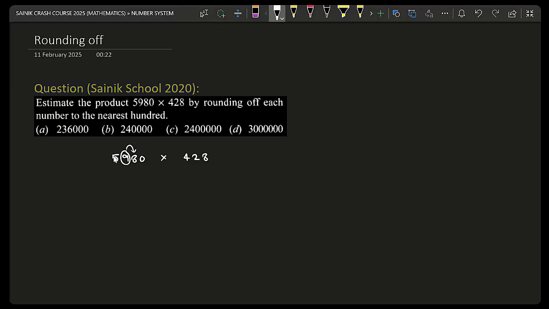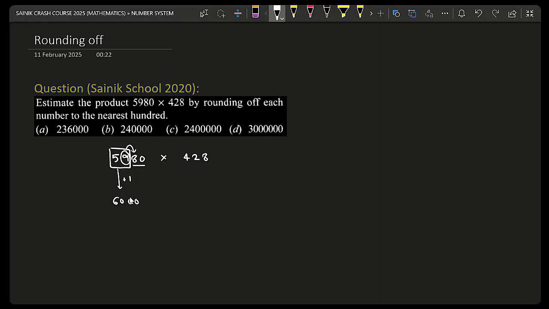So 59, which change is required? Plus 1. Yes, we have to add 1. So it's going to be 60. And outside the box, what will happen? 0. So this is 6,000. So what is the nearest hundred of this number 5,980? It is 6,000. Very good.